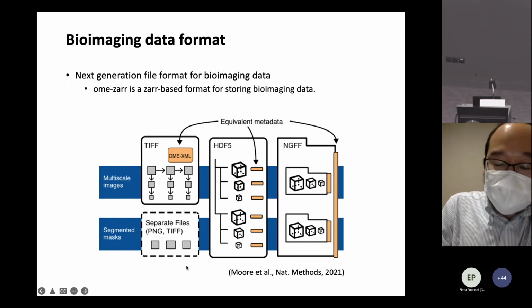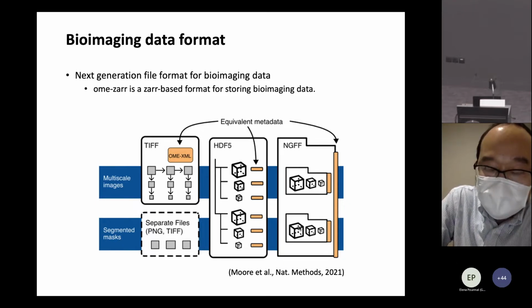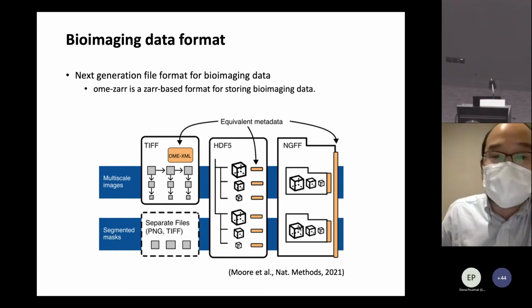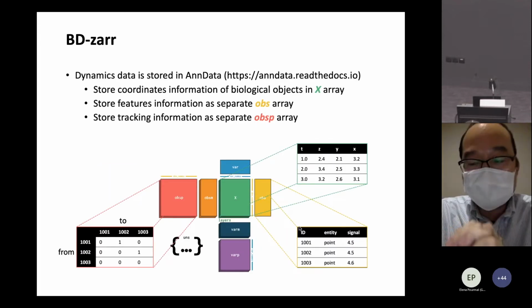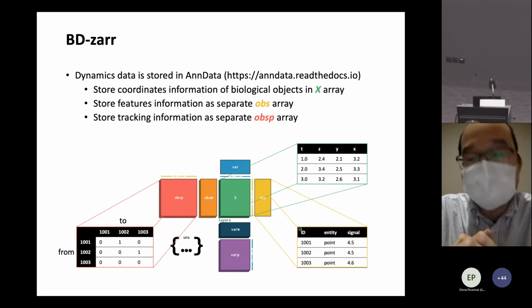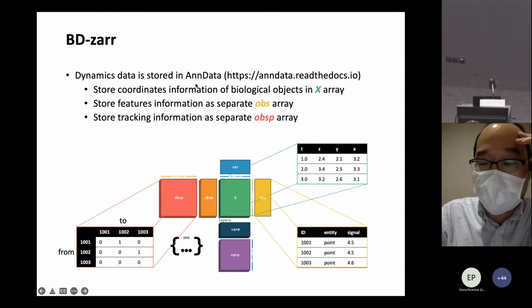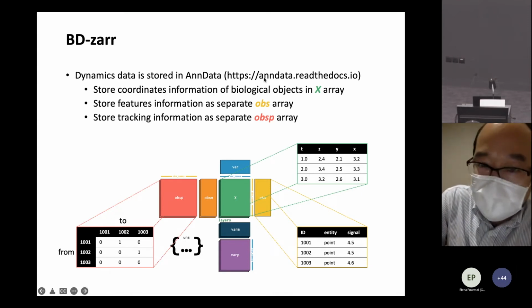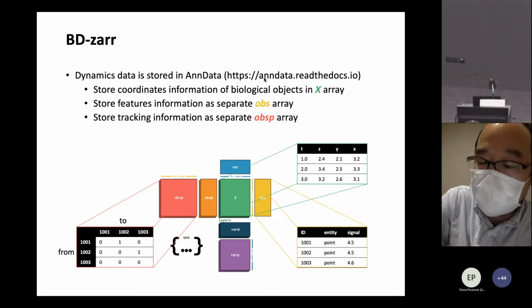So we would like to support this format by finding a way to store position or coordinates of biological objects, their features, and tracking information in Zarr. So to store data, including the centroids and features and tracking information, we use AnnData. AnnData is a Python package for handling annotated data matrices in memory and on disk.